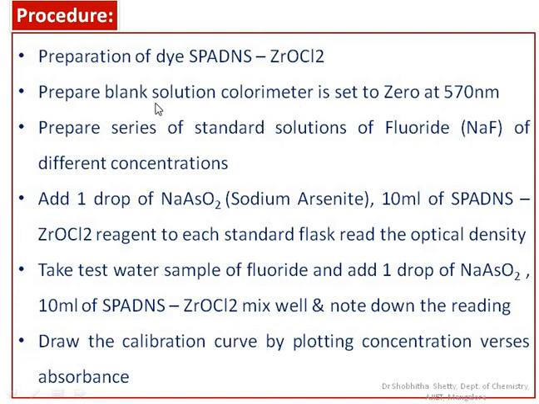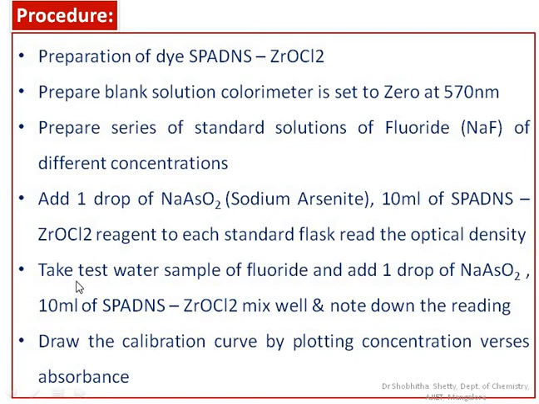Now after this, once the instrument is set, we need to prepare a series of standard solutions of sodium fluoride of different concentrations. In all the standard flasks, we need to add 1 drop of sodium arsenite and 10 ml of Spands zirconyl acid chloride reagent, make it up to the mark and shake well for uniform concentration. After that, we need to record the optical density or absorbance value.